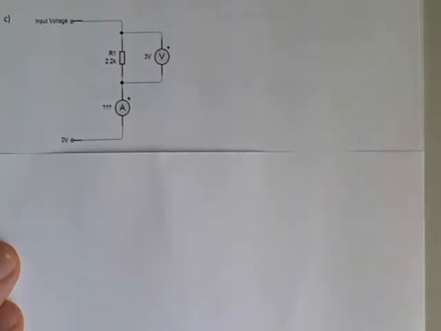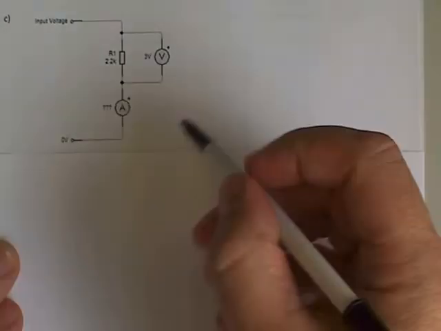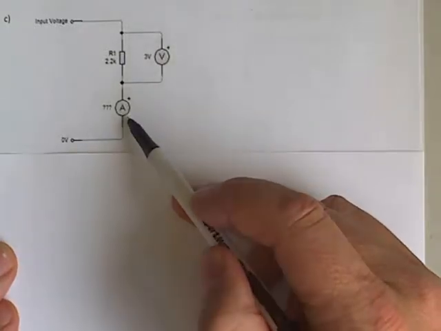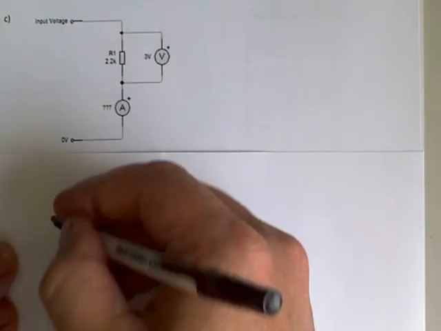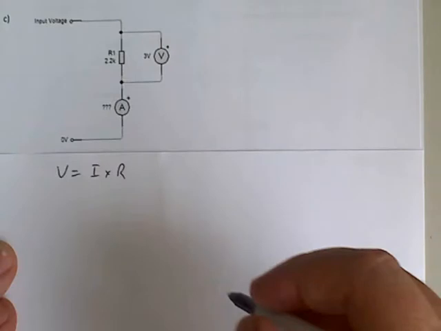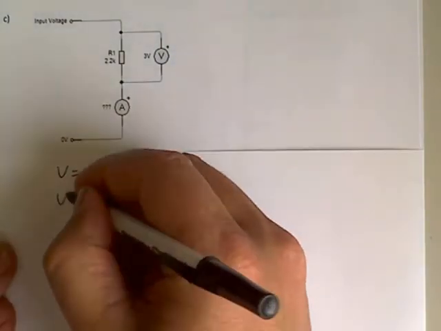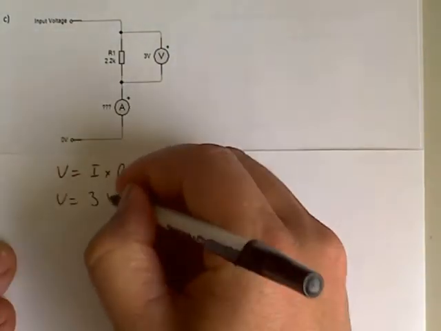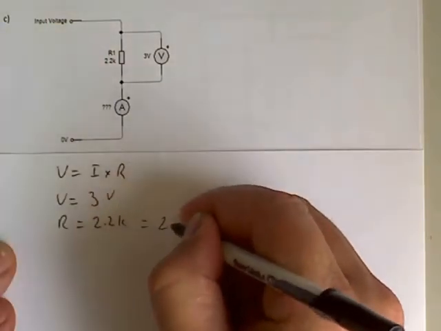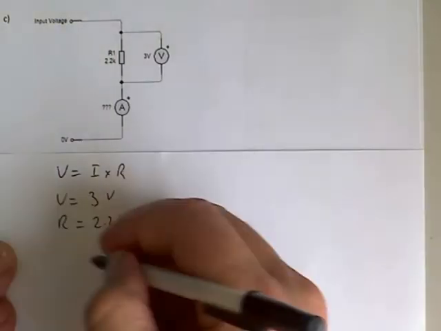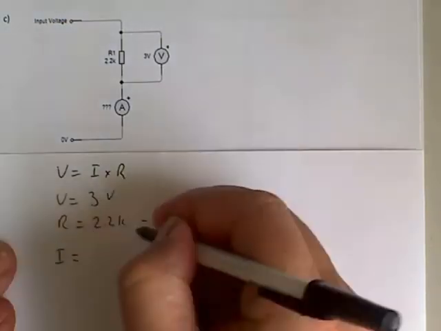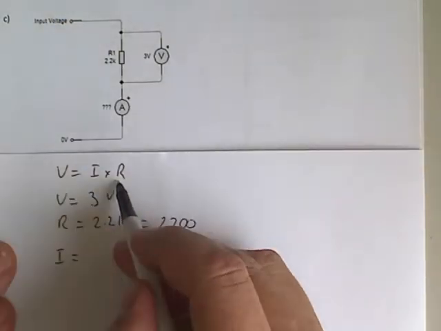I have another example here where in this case I'm given the resistance and the voltage across the resistor, and I'm now to calculate the current flowing through it. So again, V equals I times R. In this case, I have V equals 3 volts, R equals 2.2K equals 2200. So I'll need to transpose my equation to make it I equals. If I divide both sides by R, I get I on its own.